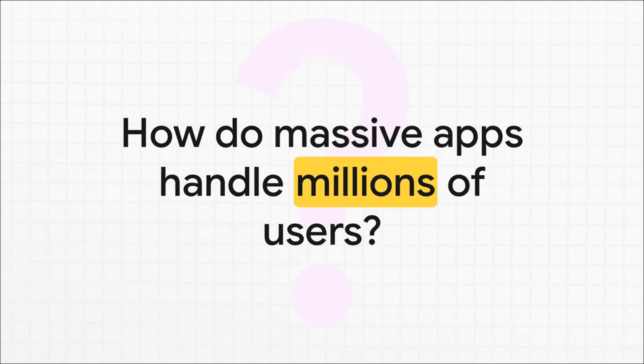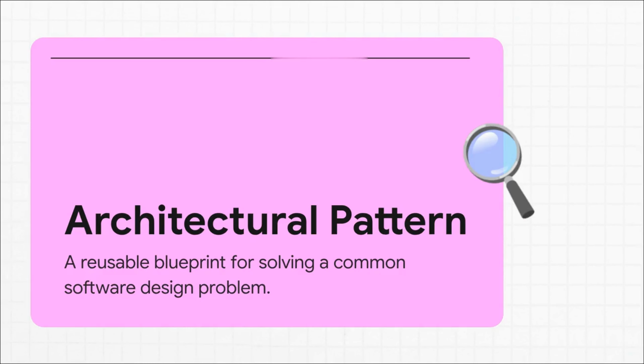How in the world do massive apps, think Netflix, Amazon, your banking app, handle millions of people using them all at once without just falling over? What's the secret sauce that lets these giant systems run so smoothly? Well, the answer is something called architectural patterns.